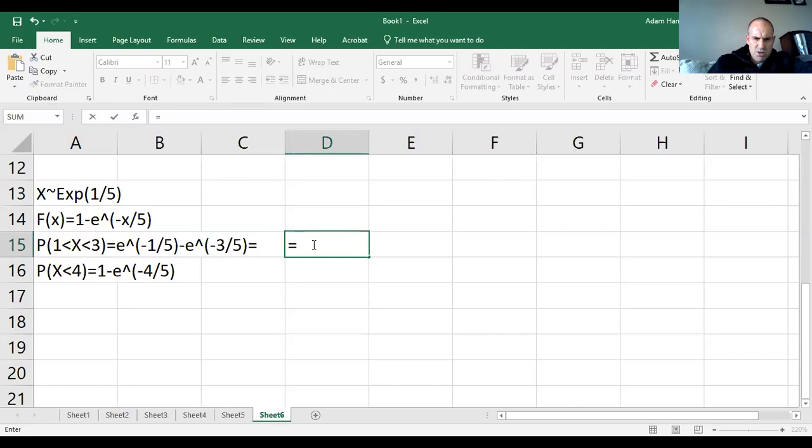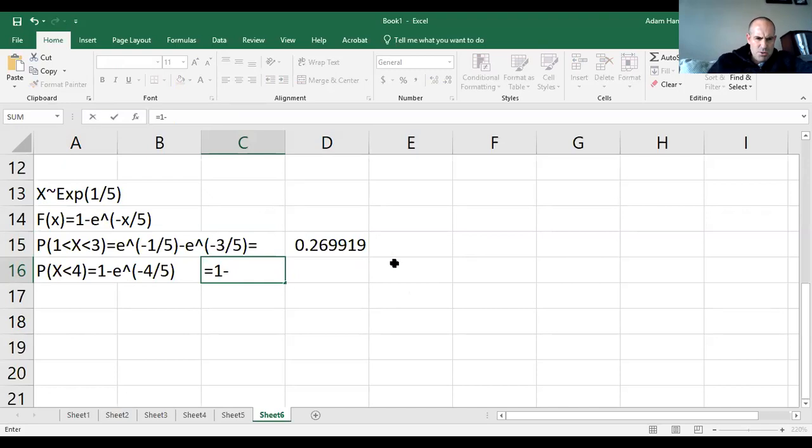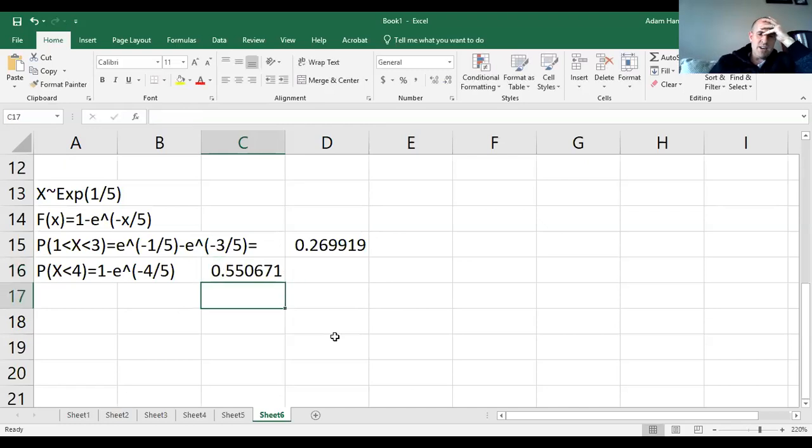So exp is e. I'm going to raise this to the negative 1/5, and then I'm going to go minus exp. This is e raised to these things, exp to the negative 3/5, and I get 0.269919. So what about this guy right here? This is equal to 1 minus exp. This is e raised to the negative 4/5, and I get 0.55 whatever.